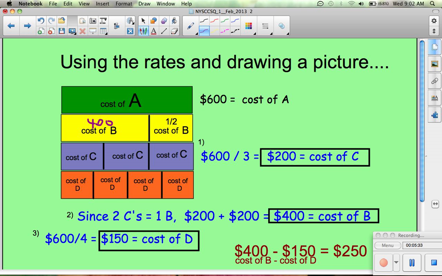And similarly, if I take a look at the rate or the ratio for A to D, it's going to take 4 D's to give me an A. So 600 divided by 4 is 150, so that's the cost of region D. Now if I take the difference between the two, which is what the problem asked, 400 minus 150, I get $250. That would be the difference, or that would be my answer.